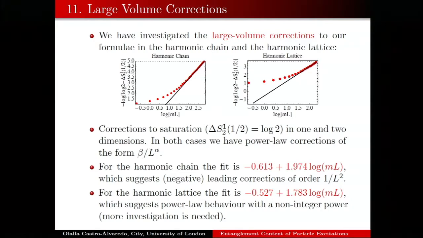For the harmonic lattice, there seems to be also an algebraic correction, 1 over L to some power, which doesn't seem to be an integer. But we still have to examine in a little bit more detail what this power is.